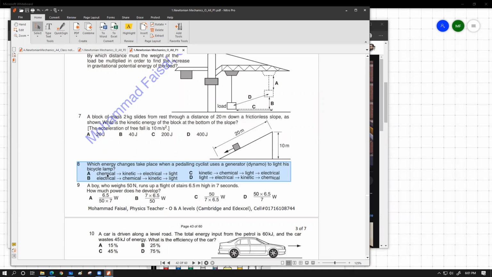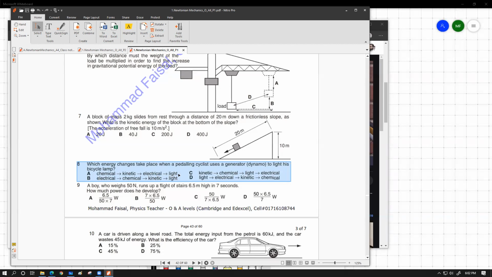So the first form of energy is chemical, then it converts into kinetic. The kinetic energy runs the generator, and then the generator converts it into electric, and from the electric it converts to light and heat both. So we have to look in this scenario at which of the sequential terms is the most appropriate. If you look over here, chemical into kinetic into electrical into light, this one sounds really logical. This one looks to be the correct answer.